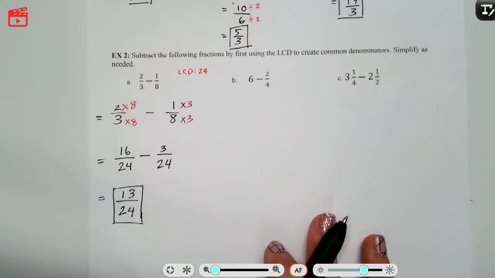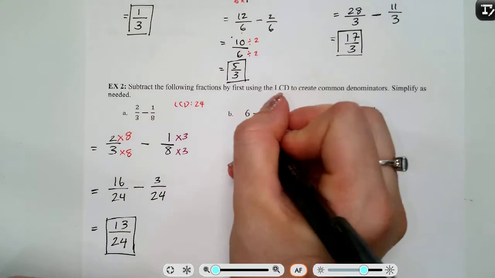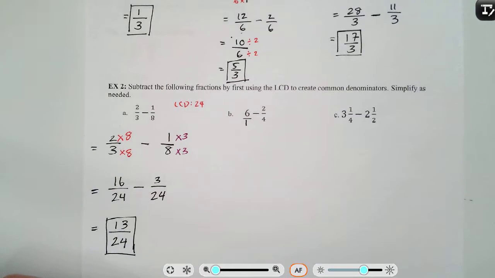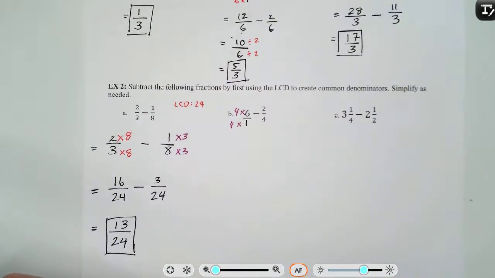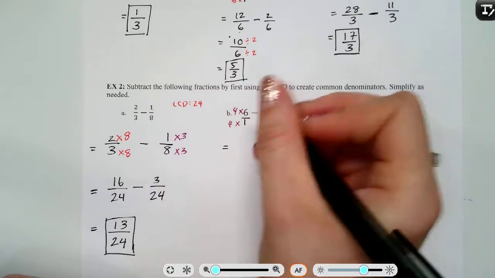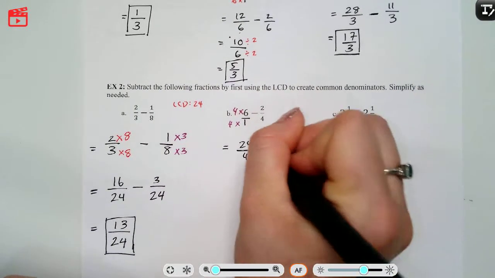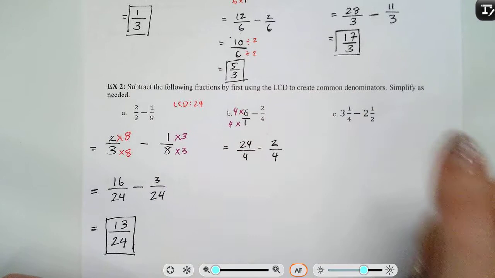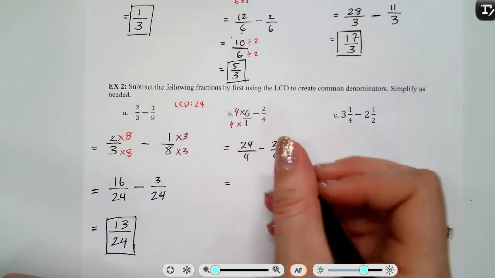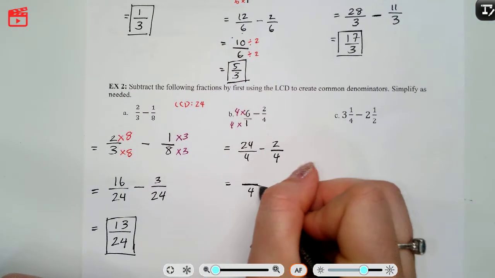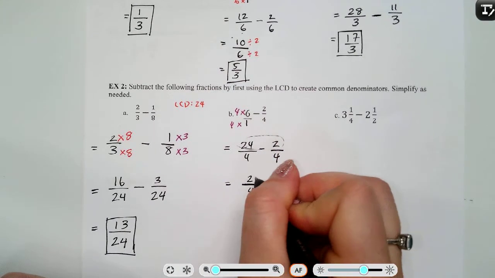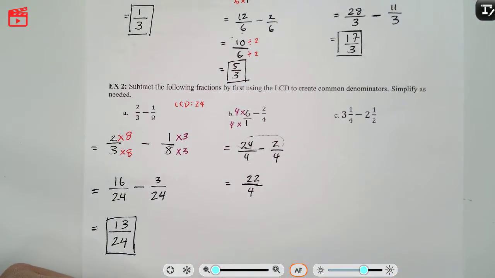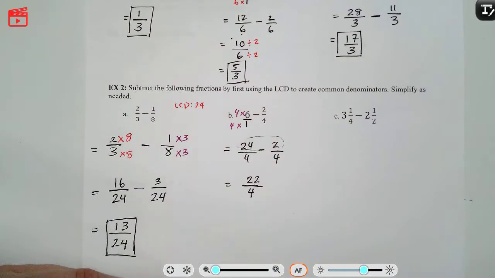All right, B is similar to the other B. We're just going to put the 6 over 1, and then give them the same denominator of 4. So that's going to be 24 over 4 minus 2 over 4. Keep the denominator, which is 4, and subtract across. 24 minus 2 is 22. Are those both divisible by another number? Well, they're even numbers, so I know they're divisible by 2.